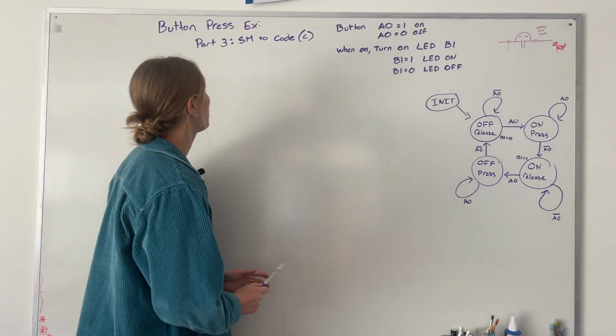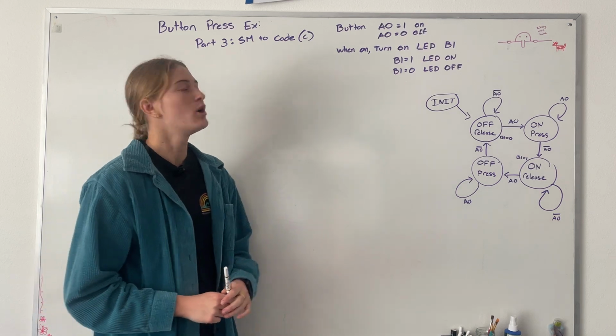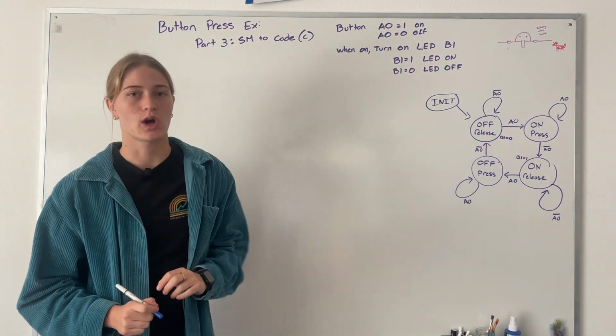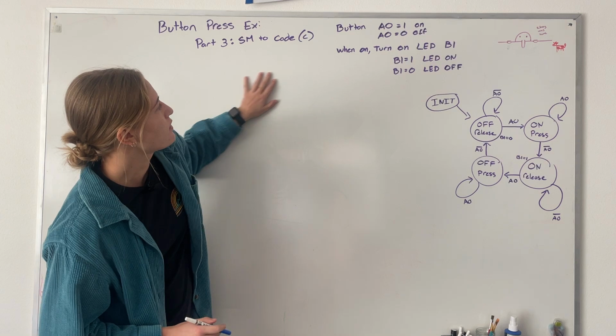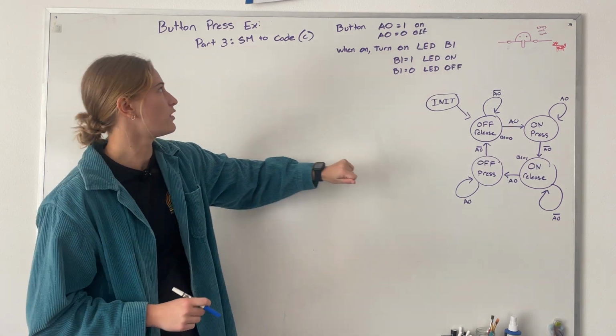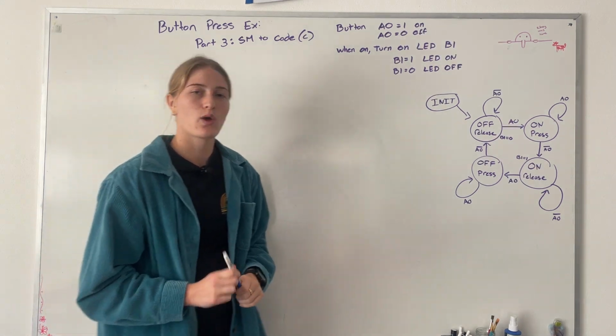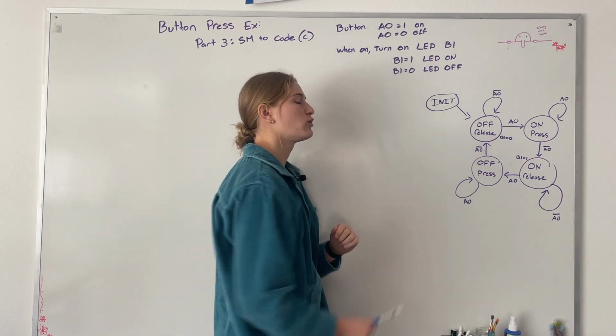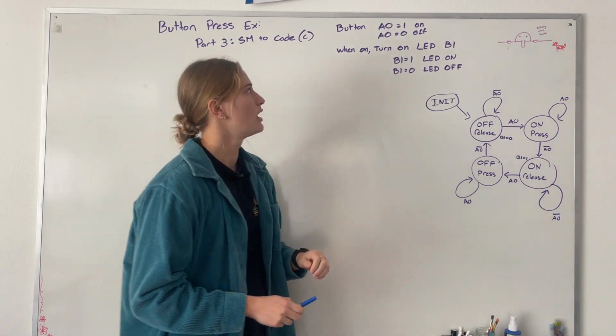Today we're going to be doing part 3 of our button press example. We're going to be changing our state machine into code. So if we remember the example problem from parts 1 and 2, we're going to be going off of part 2 with our 4-state state machine for a button press.